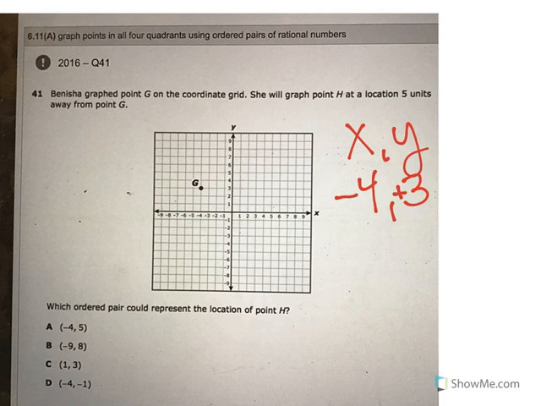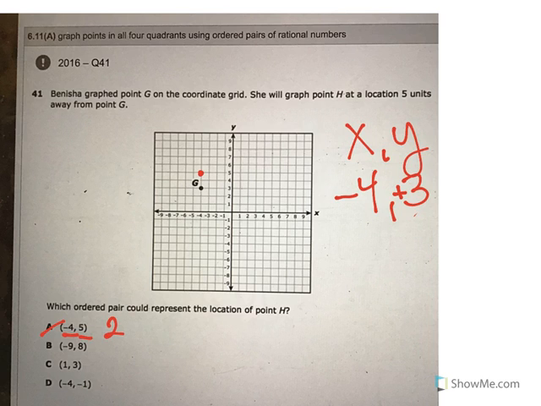Let's check A. It needs to be 5 units away. So A, negative 4 is the same. And then 5's different. Our y value is different. But how far is 5 away from 3? Well, that would only be 2 units away. That would be negative 4 over, 5 up. It would just be slightly above it. So it definitely can't be A. Let me erase this 5 here.